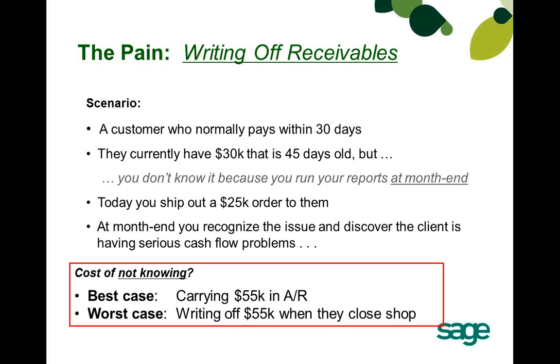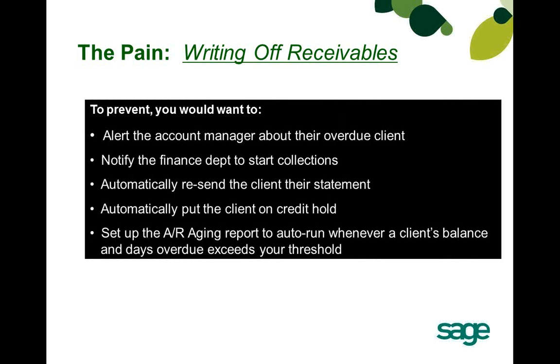In fact, you could say that this customer is using you as their personal lending institution. You're floating them a loan for some $55,000 worth of products or services. Now, hopefully they'll pay those off, but if not, you're looking at having to write off some $55,000 worth of bad debt. So what can you do to address a situation like this and prevent it from occurring?